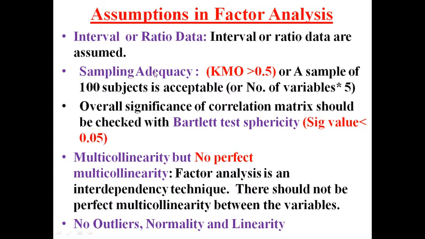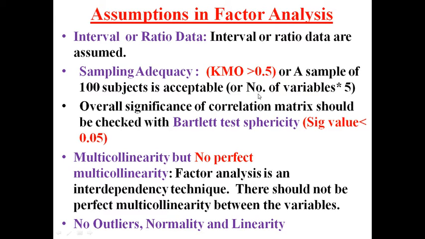So to find out whether our data has an appropriate sample size or not, we do the KMO, Kaiser-Meyer-Olkin value. That value should be greater than 0.5. So when we do this factor analysis, we can find out this KMO value. A sample of 100 subjects is acceptable for factor analysis. So at least we should take a sample size of 100.